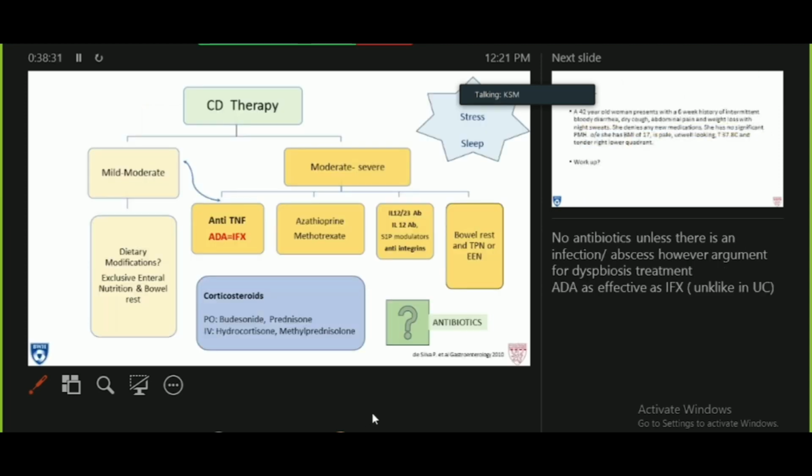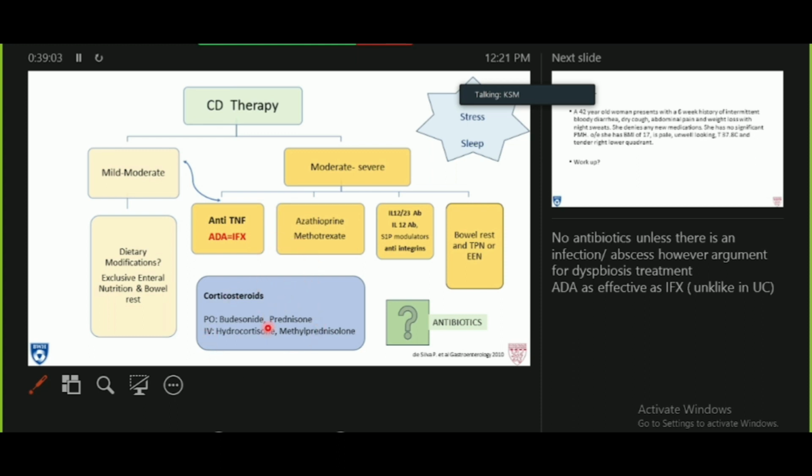Now, when we think about Crohn's disease therapy, it's somewhat similar to ulcerative colitis. Really, the change, as my surgical colleagues will tell you, is when you're thinking about surgery for Crohn's or ulcerative colitis. But moderate to severe disease is often treated very similarly to moderate to severe ulcerative colitis. The caveat being that adalimumab or Humira is as effective as infliximab in the treatment of Crohn's disease, unlike in ulcerative colitis.